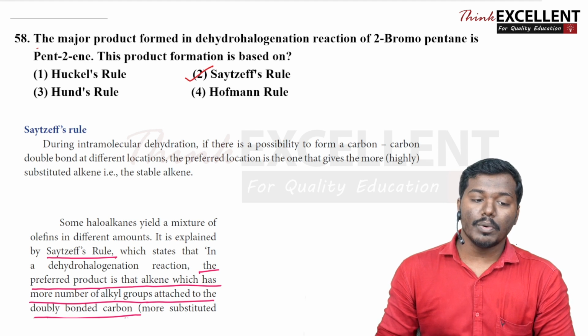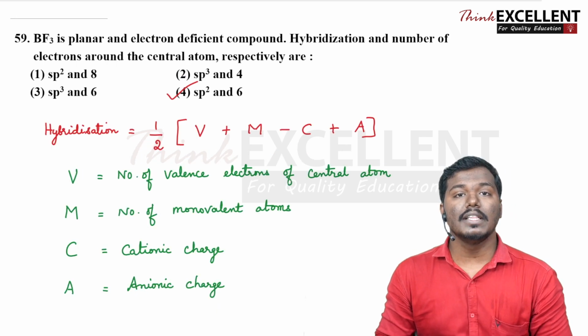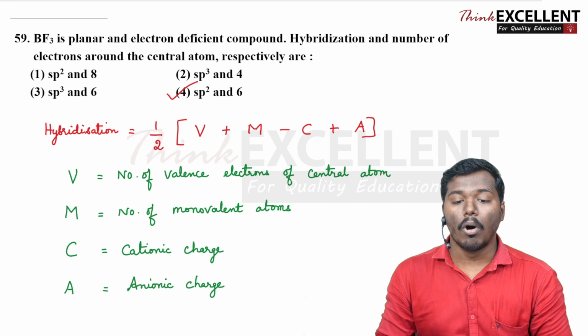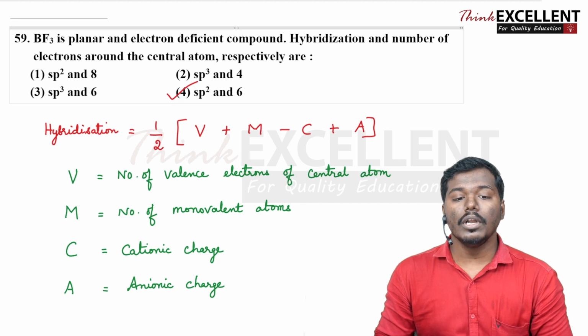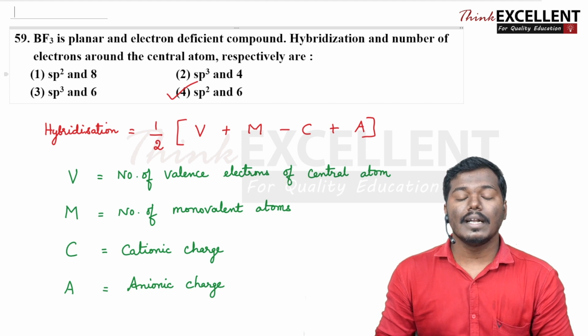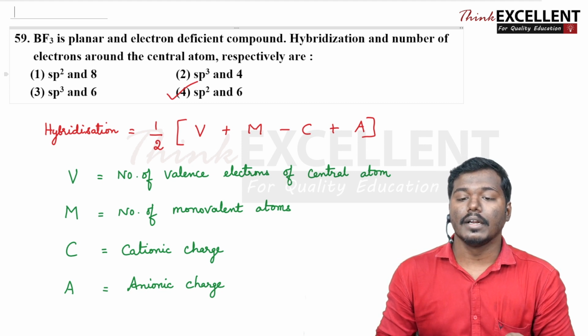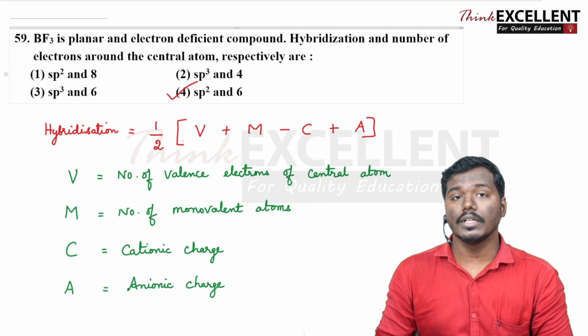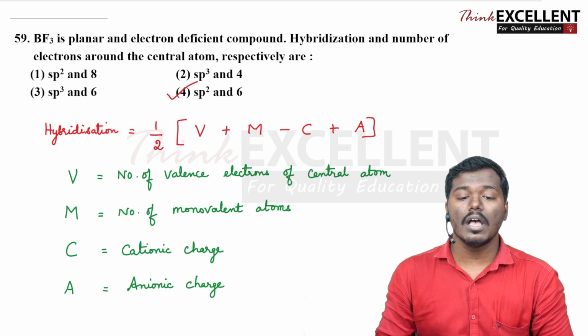Okay. So when you take question number 59, we can see that it is asked from chemical bonding. So BF3 molecule is planar and electron deficient compound, they have given. So the hybridization and the number of electrons around the central atom respectively, they have asked. So to find the hybridization, there is an easy formula. That is half into V plus M minus C plus A.